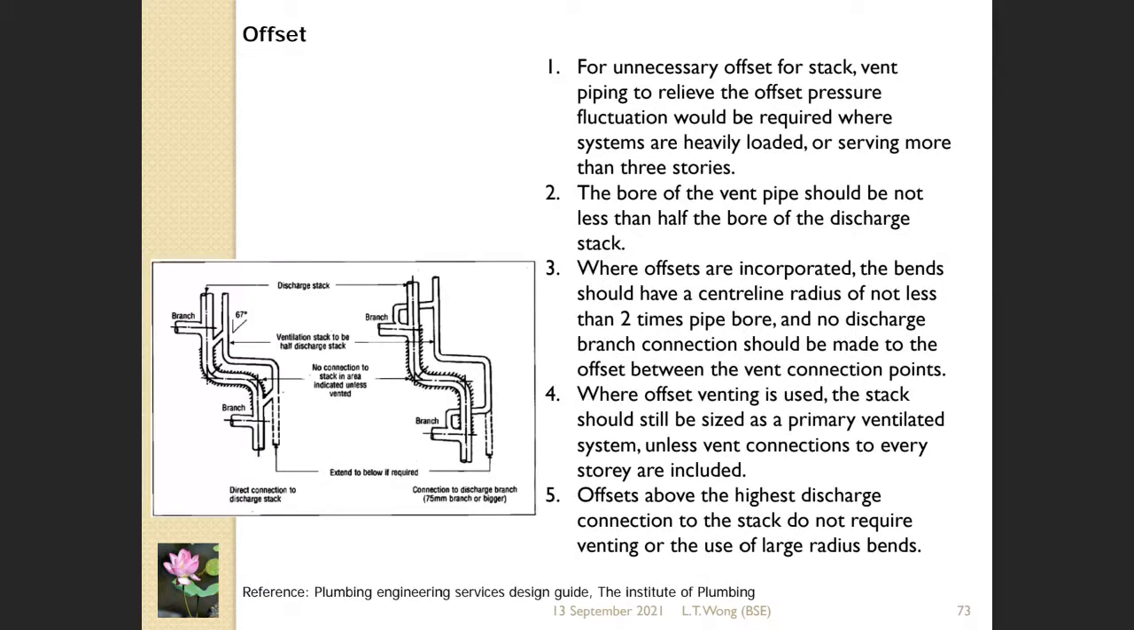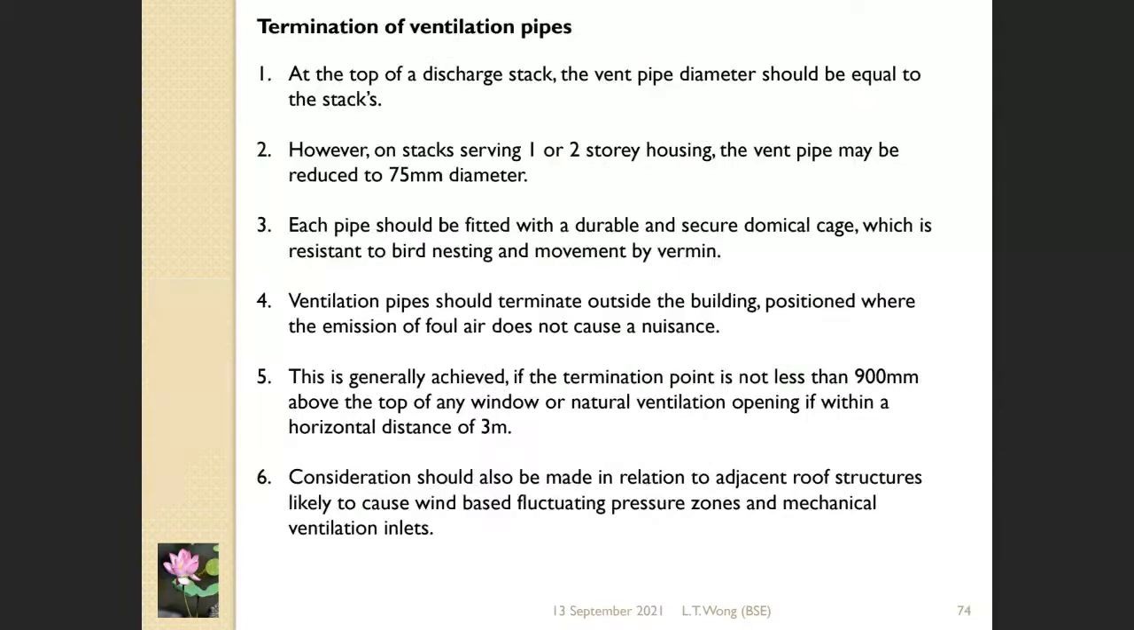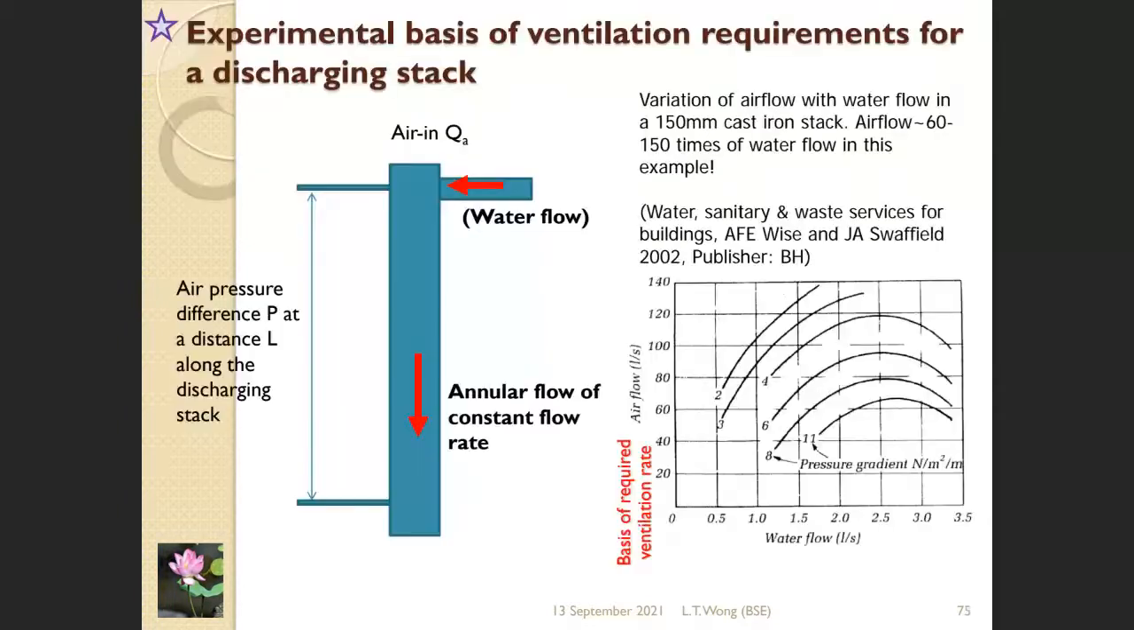And apart from that, there's also the misplacement. Okay, for the fans, here also change the direction. We will have the pressure variation, so we also need the ventilation at different locations. Okay, this is a termination of ventilation pipe about the layout, some dimensional requirements for the pre-calculated system.